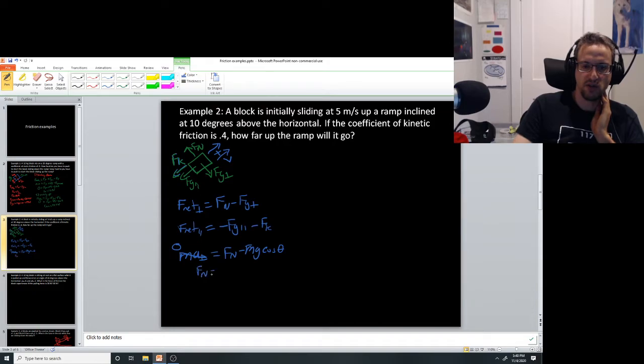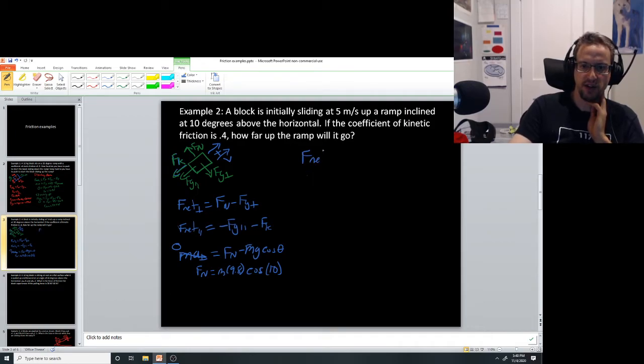Normal force equals, oh, here's a problem. This doesn't actually say. We have that it is equal to m times 9.8 times cosine of 10. I don't know what the mass is. Huh. Seems like a problem, but let's just keep going just in case.